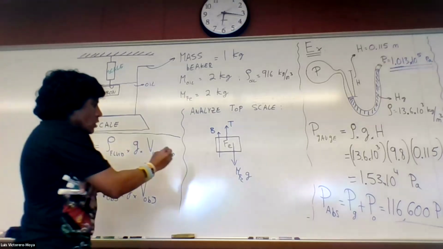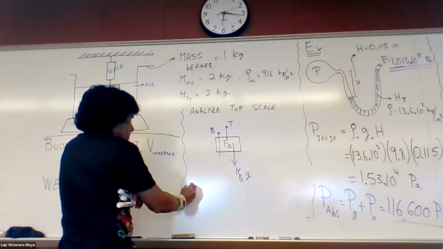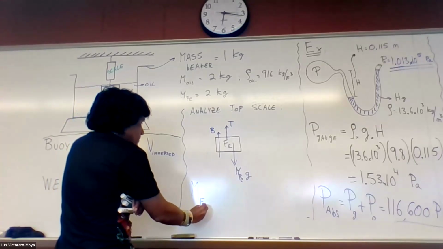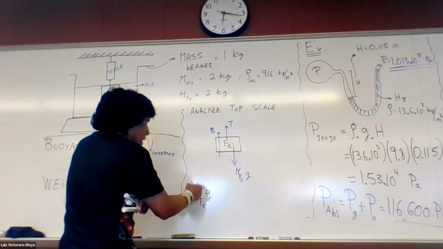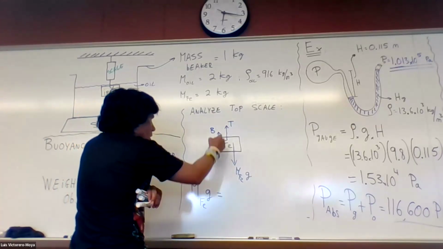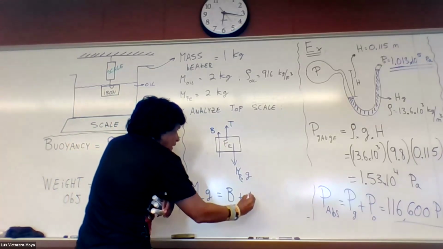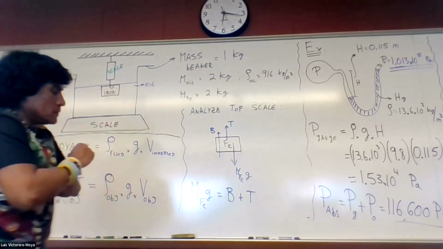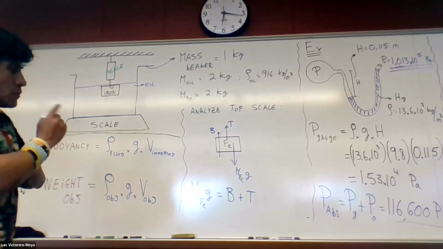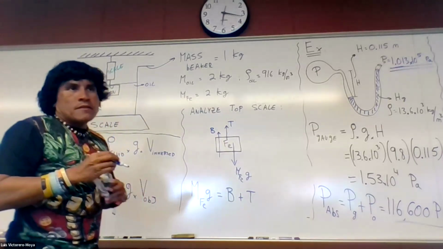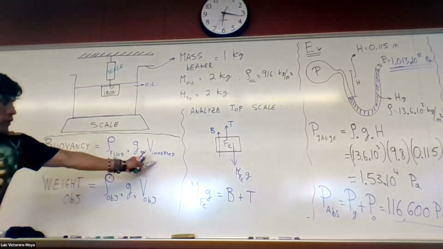So, the weight of iron has to be equal to the buoyancy plus the tension, which is the reading on the scale. So I just have to subtract the weight of iron minus the buoyancy. And here's the question for buoyancy.